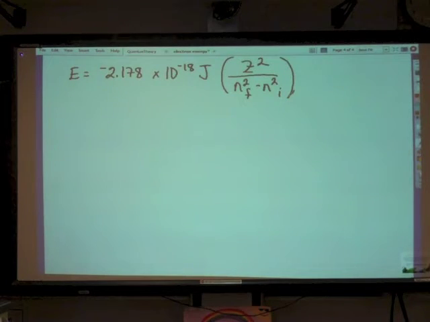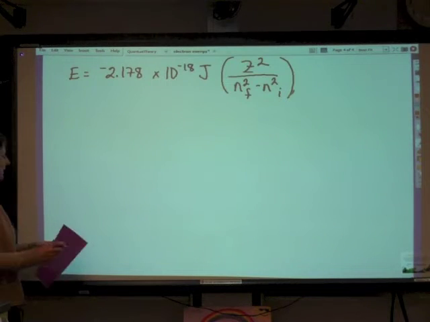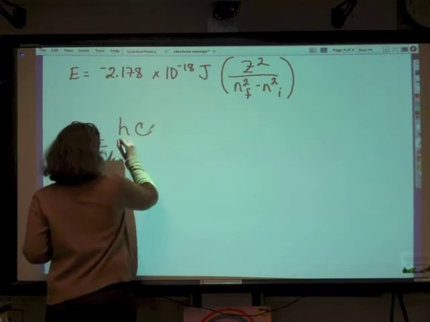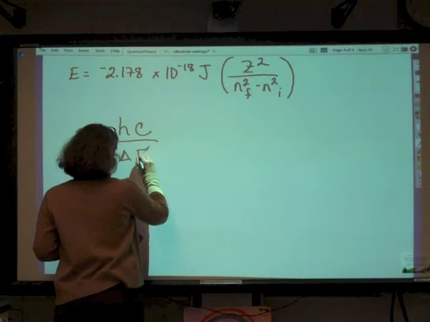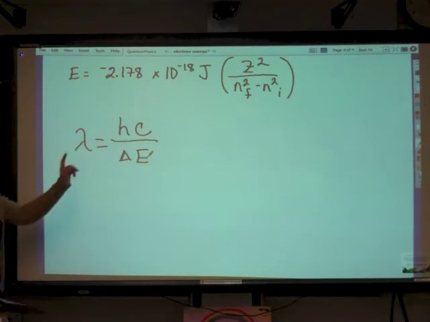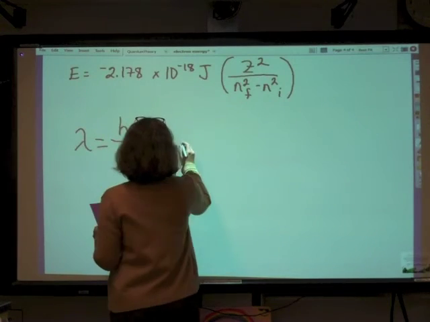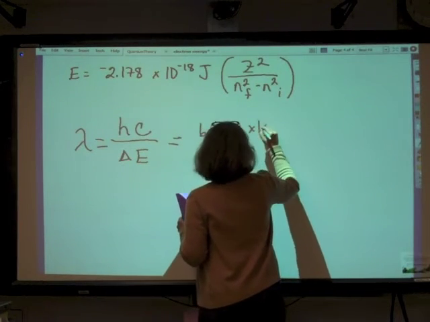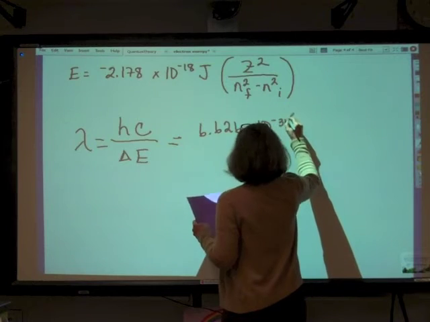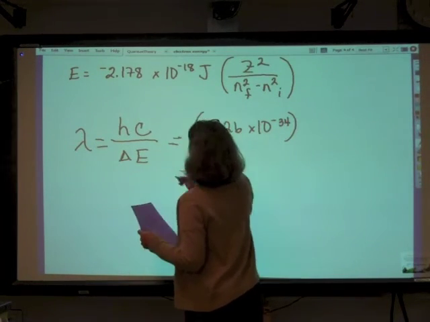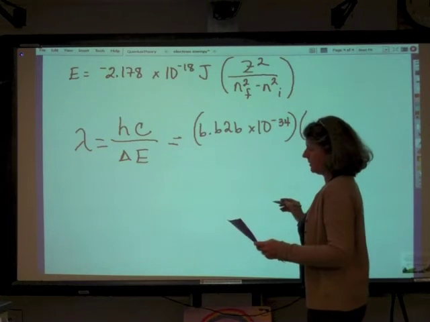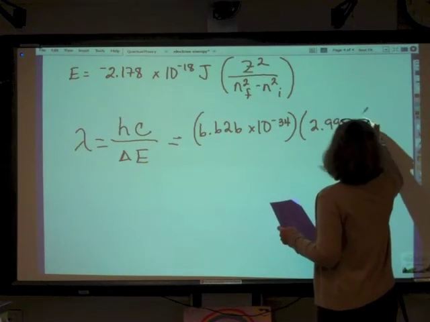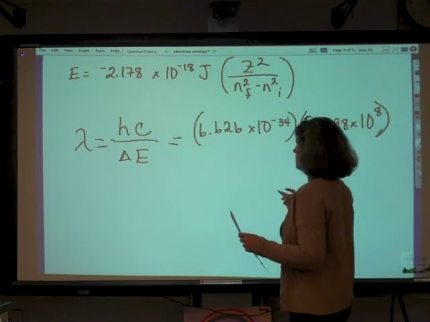So what about the wavelength? How do we figure out the wavelength of this thing? Well, lambda is equal to, and lambda is wavelength, hc divided by our change in E. Lambda is wavelength, h is Planck's constant. So we'll take Planck's constant, which is 6.626 times 10 to the minus 34, and multiply that by the speed of light, which is going to be in meters per second: 2.998 times 10 to the 8th meters per second.